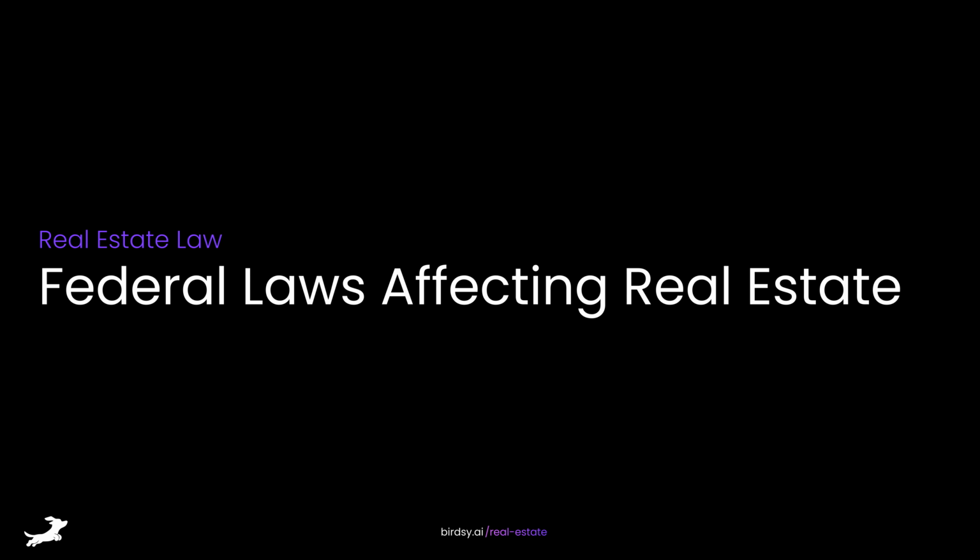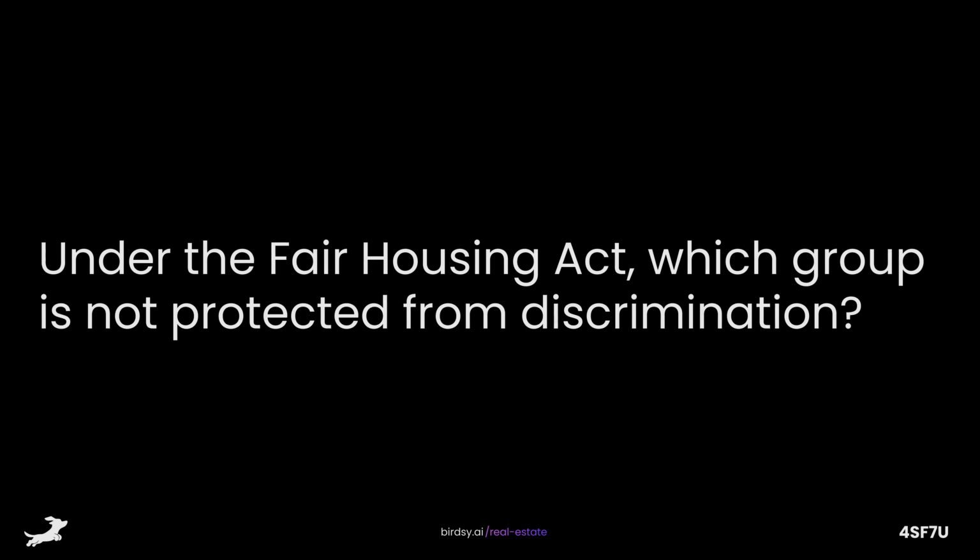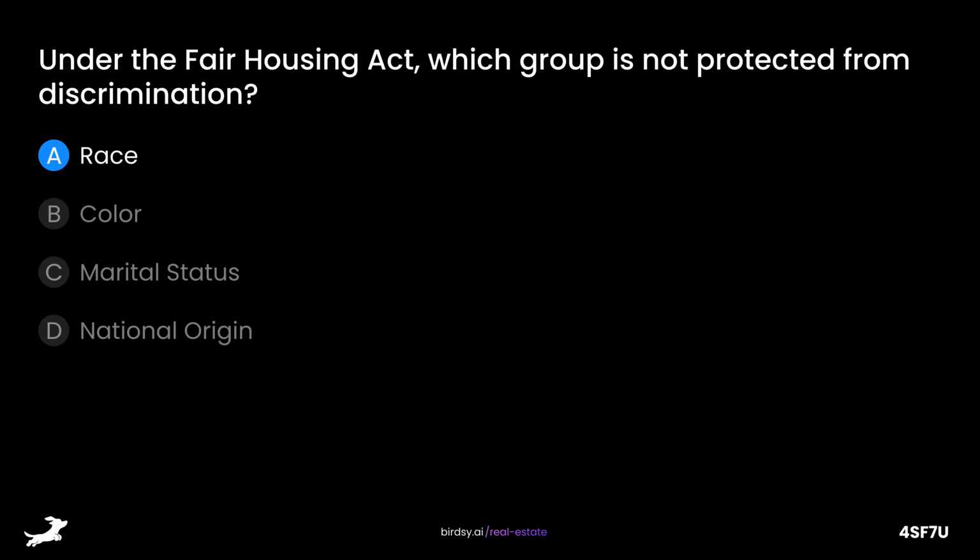Real estate law. Federal laws affecting real estate. Under the Fair Housing Act, which group is not protected from discrimination? Is it A, race, B, color, C, marital status, or D, national origin? The answer is C, marital status.